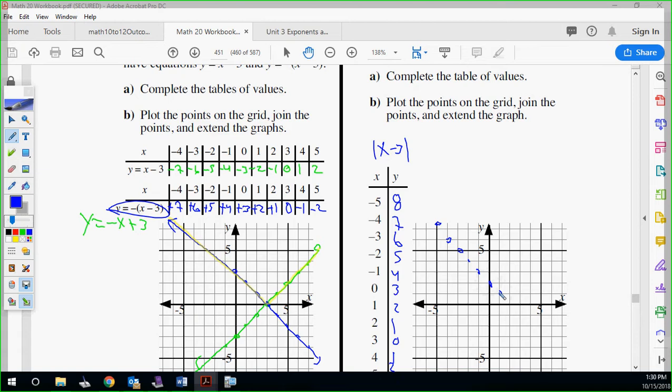Oops, missed a dot there. Sorry. I see why I missed a dot. So negative 5 is a little bit higher, 8. There we go.